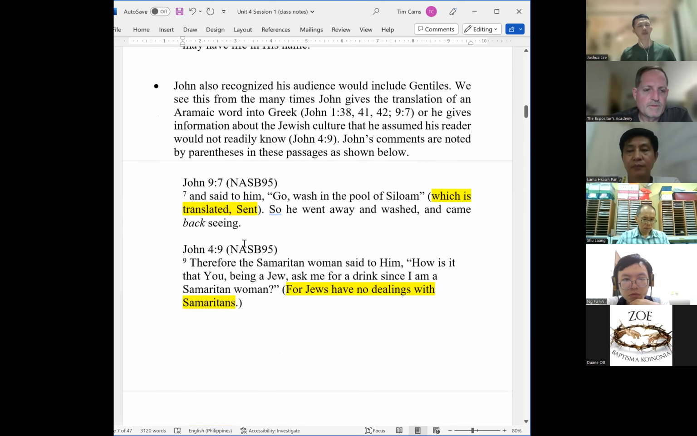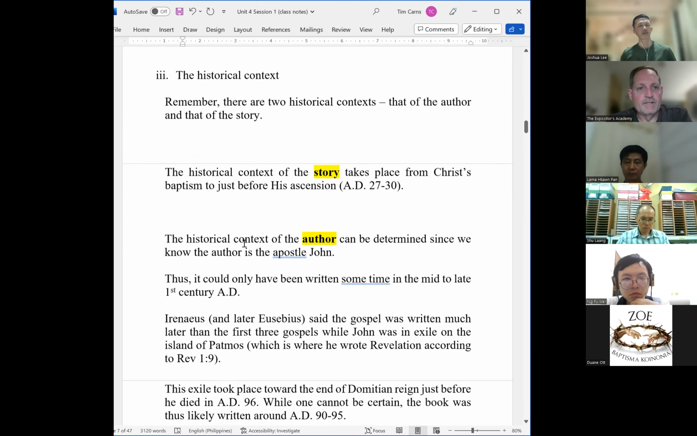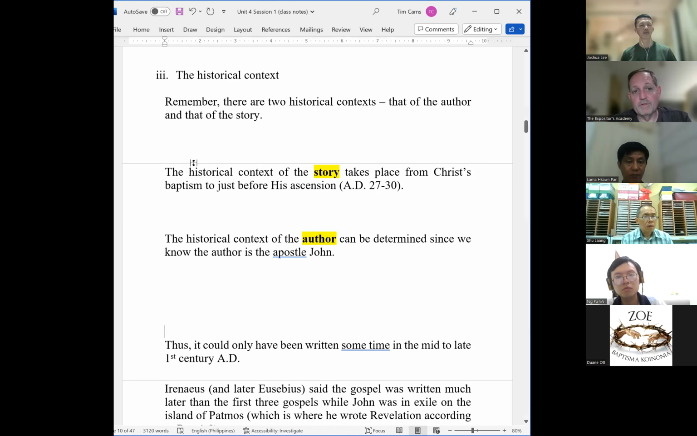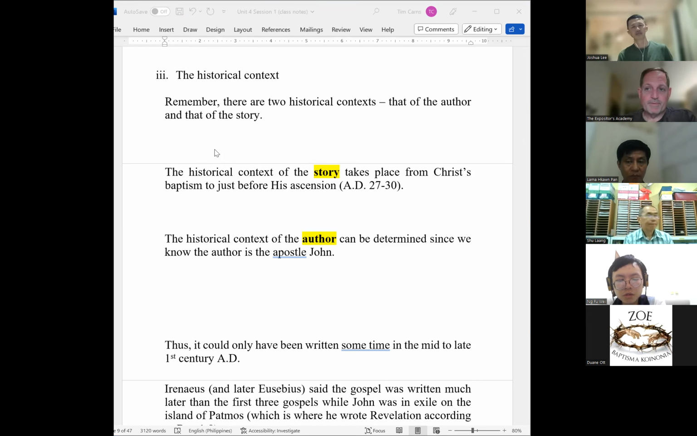All right. And then the historical context. You want to remember something. When you're looking at narratives, there's two historical contexts to be aware of. This is important to understand. The first context is the historical context of the story. That is, when do the events of the story take place? When do the events of the story that's being written about happen? And then there's a second historical context. That is the historical context of the author. That is, when was the book written?